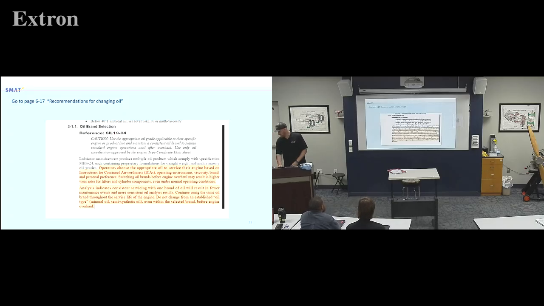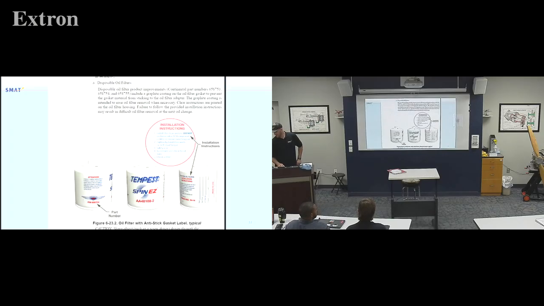In your books, if you want to jot down a quick note, it talks about it on page 6-17. So if you want the FAA's version, you can go to 6-17. We already talked about this one, but I want to do it just one more time because we always get the question, for a couple of them: do I put oil on the O-ring, do I not put oil on the O-ring? Read the filter instructions on that one.